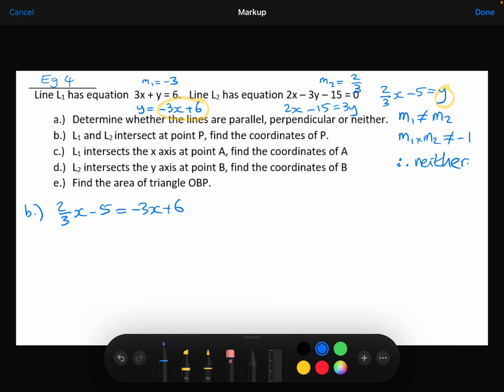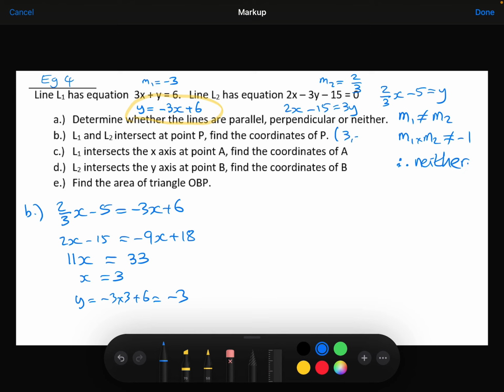Times both sides by 3 to get rid of that awkward fraction. Add the 9x to both sides. And while I'm at it, I'm going to add 15 to both sides. So x is 3. Now I know x is 3, I can substitute that back into either of the original equations to work out what y is. So y is minus 3 times 3 plus 6, which is minus 3. So the coordinates of point P are 3, minus 3.